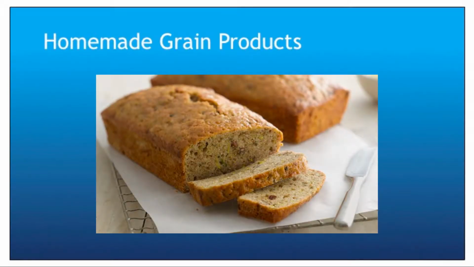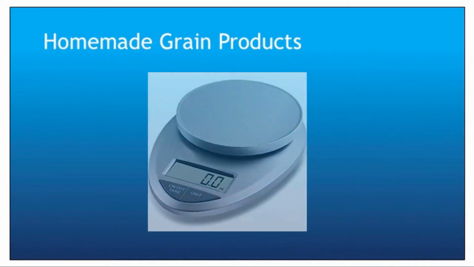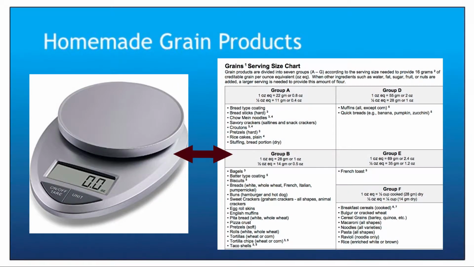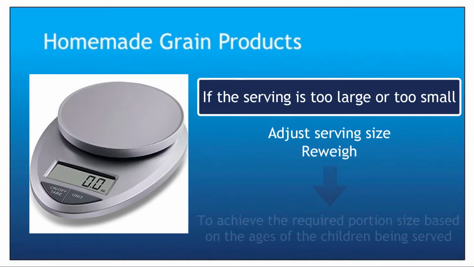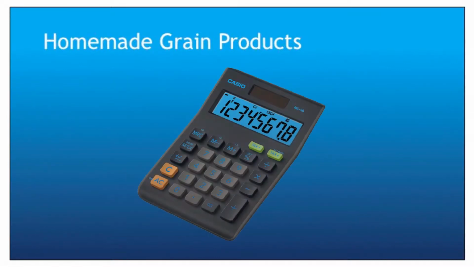If a grain product is homemade from scratch, 2 different methods may be used. A serving of the final product may be weighed on a scale and compared to the required weight on the grain chart. If the serving is too large or too small, the size of the serving should be adjusted and reweighed to achieve the required portion size based on the ages of the children being served. The second method involves some math.